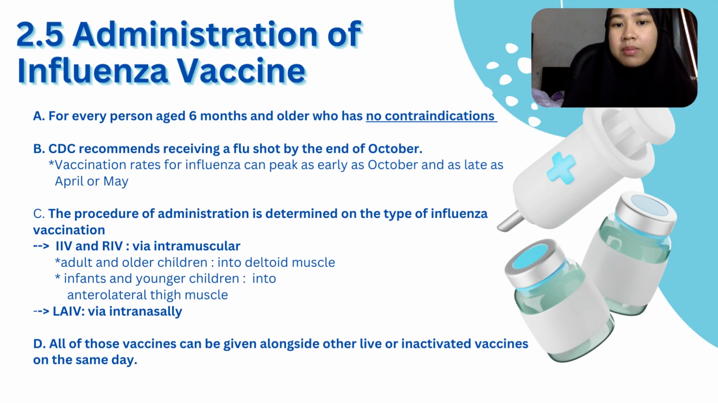The procedure of administration is determined by the type of influenza vaccination. For inactivated influenza vaccine or IIV and recombinant influenza vaccine or RIV, the vaccine should be injected intramuscularly. For adults and older children, it should be injected into the deltoid muscle, while for infants and younger children, it should be injected into the anterolateral thigh.